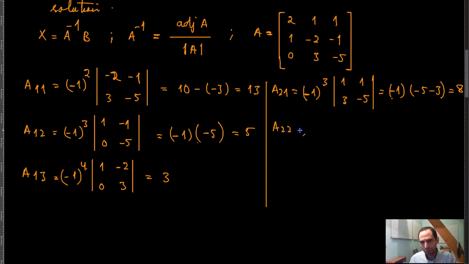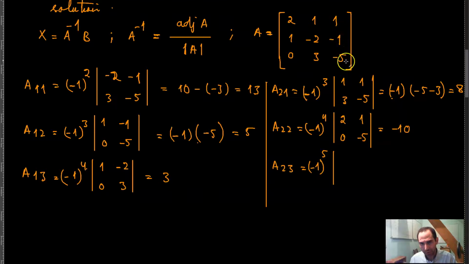Now A of 2, 2 is equal to negative 1 raised to the 4th power times the determinant. Delete this row, delete this column: 2, 1, 0, negative 5, which is equal to 1 times negative 10, which is negative 10. Now A of 2, 3 is equal to negative 1 to the 5th power times the determinant. Delete this column, delete this row: 2, 1, 0, 3. That gives negative 1 times 6, which is equal to negative 6.